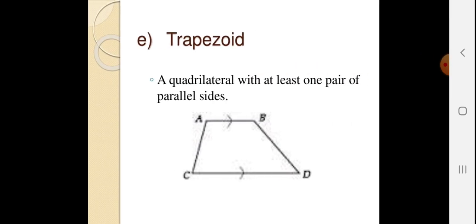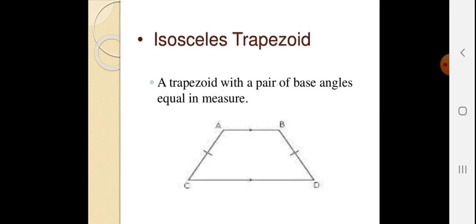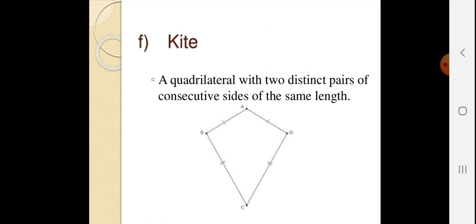Trapezoid or trapezium: a quadrilateral with at least one pair of parallel sides and with equal distance of the height is called the trapezoid or trapezium. Okay, here you can see that AB is parallel to CD but AC is not parallel to BD. Isosceles trapezoid: the trapezoid with a pair of base angles equal in measure is called the isosceles trapezium.